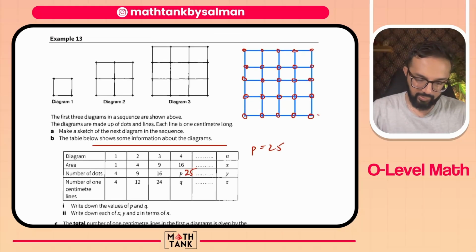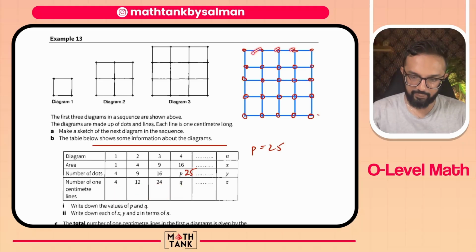I can also try to look at the pattern, in fact, rather than counting. I can just say that this is a +8, +8, +12. So this should be +16, I think. So it should be 40.